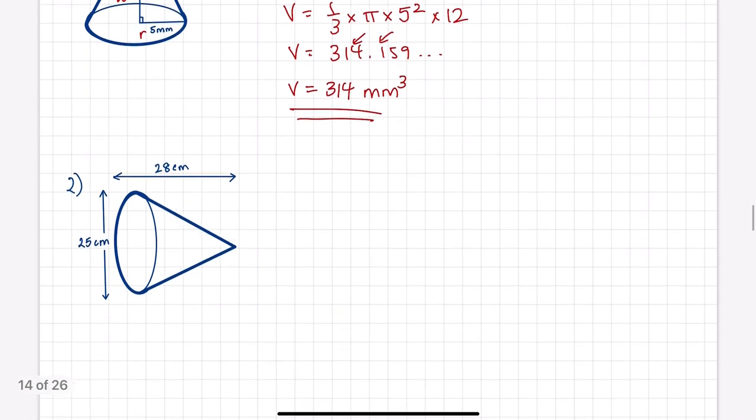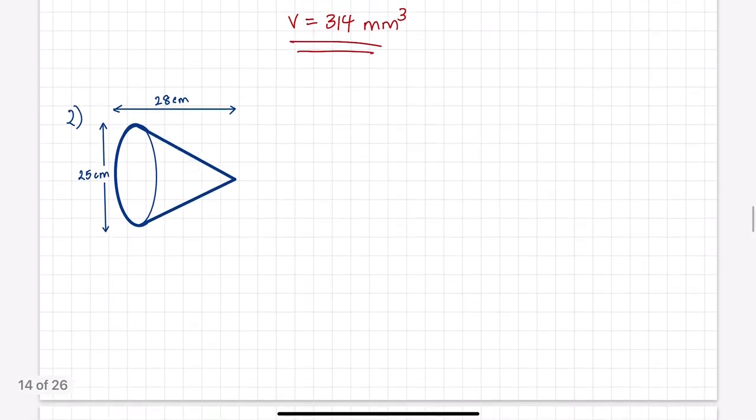The second one, we have the diameter. So let's first write down the formula. Volume equals a third pi r squared h. Our h is what goes from the bottom of the cone to the top. So from the bottom of the cone to the top, that's our h equals 28.